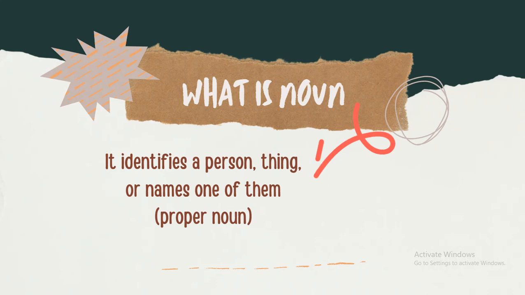Okay, so a noun is a person or thing. It can be a living thing or a non-living thing. Okay.